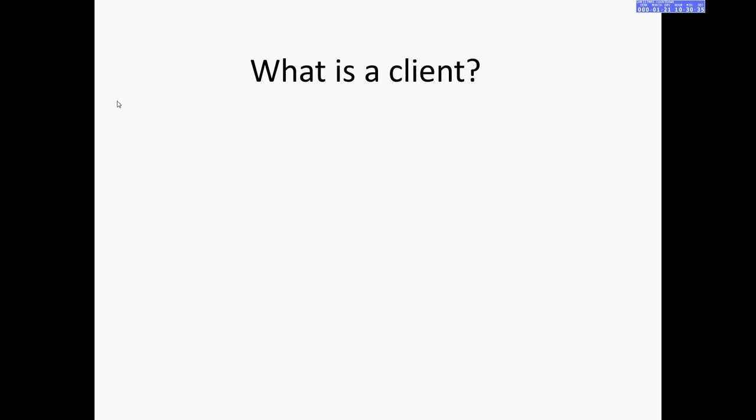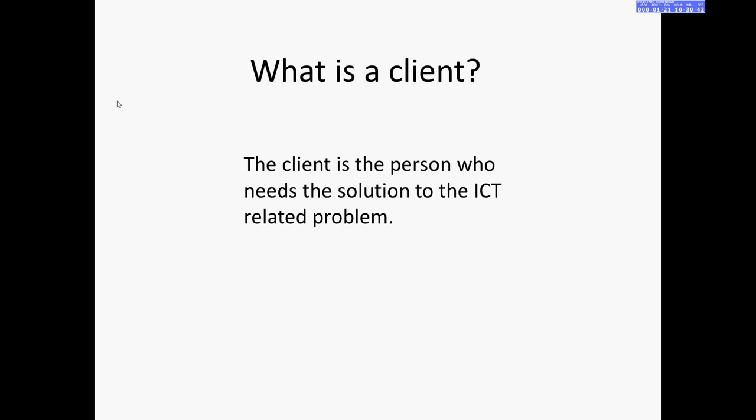So the next one is what is the client? The client is the person who has the ICT related problem and requires a solution, as you can see. And that's pretty much it, and that's another example of an exam question that they generally ask, and again they'll want you to relate it to your sample work.